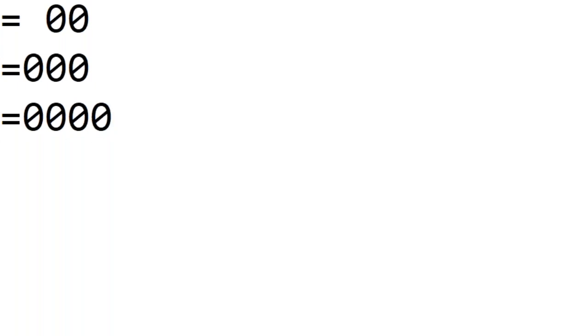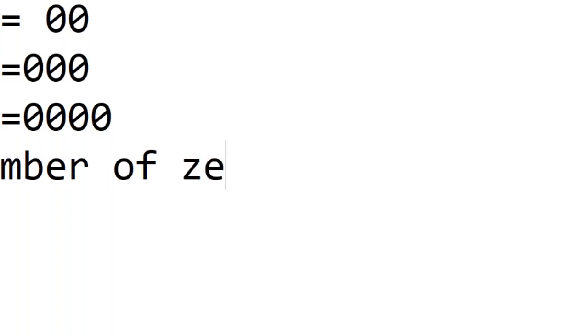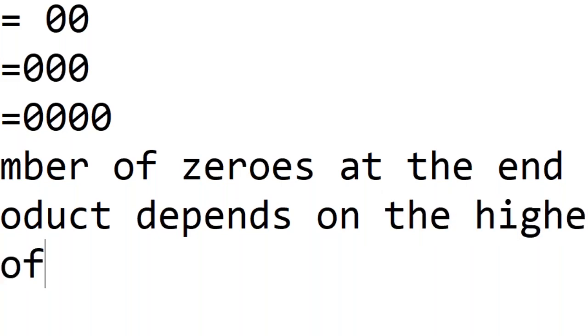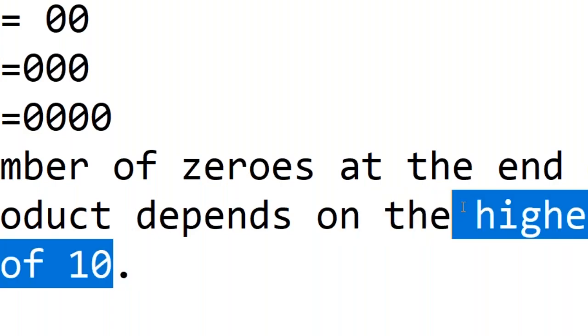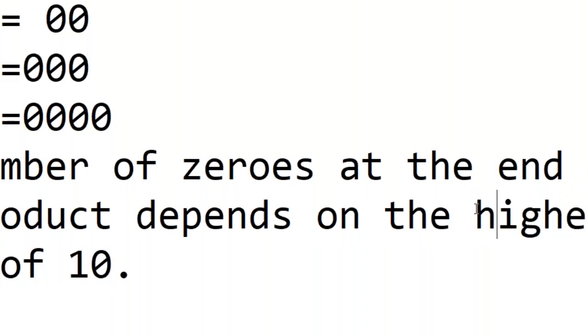The number of zeros at the end of the product depends on which power? It depends on the highest power of 10. So indirectly, to find the number of zeros at the end of the product, you just have to focus on the highest power of 10. You have to find the highest power of 10. Write down.